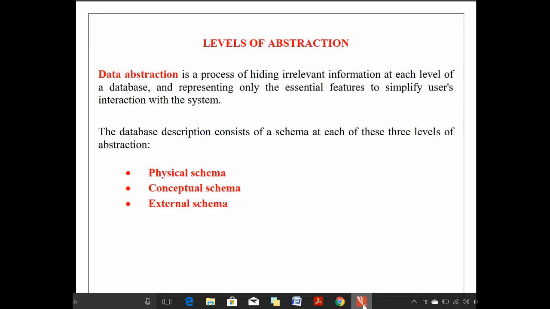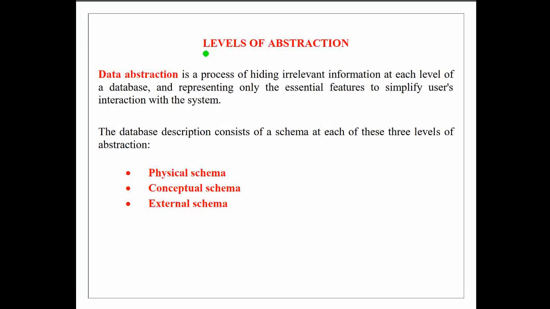Hello viewers, in this video we are going to discuss the three levels of data abstraction that is maintained in database management systems. Where data abstraction is the process of hiding irrelevant information at each level of a database and representing only the essential features to simplify users' interaction with the system.